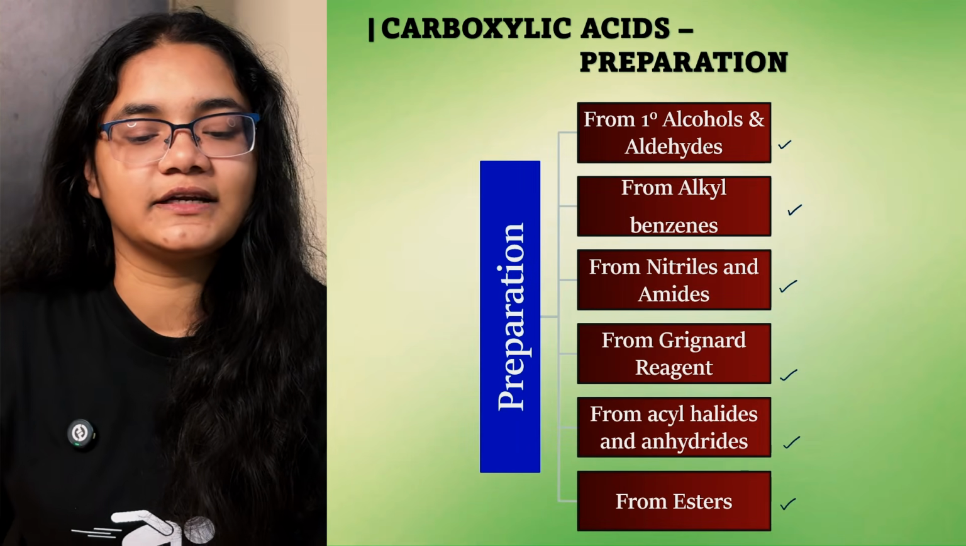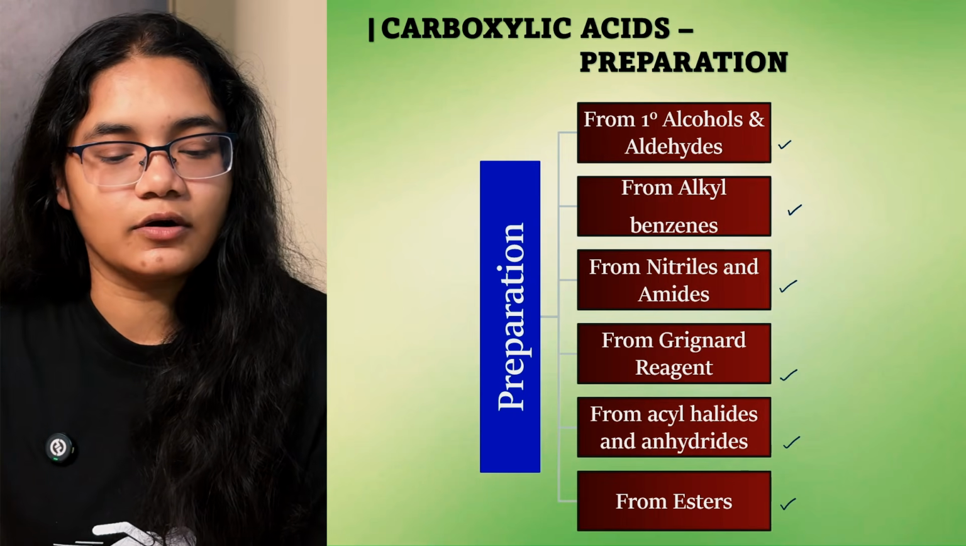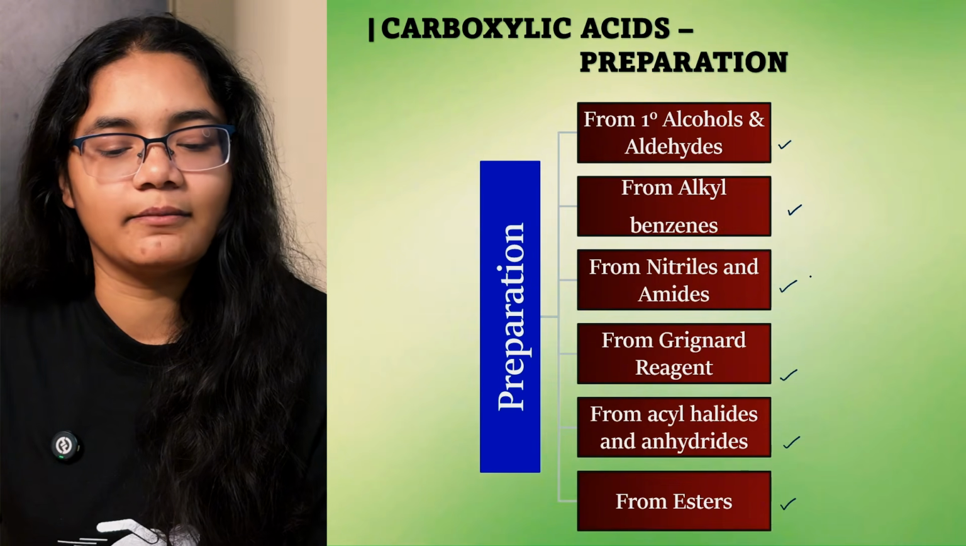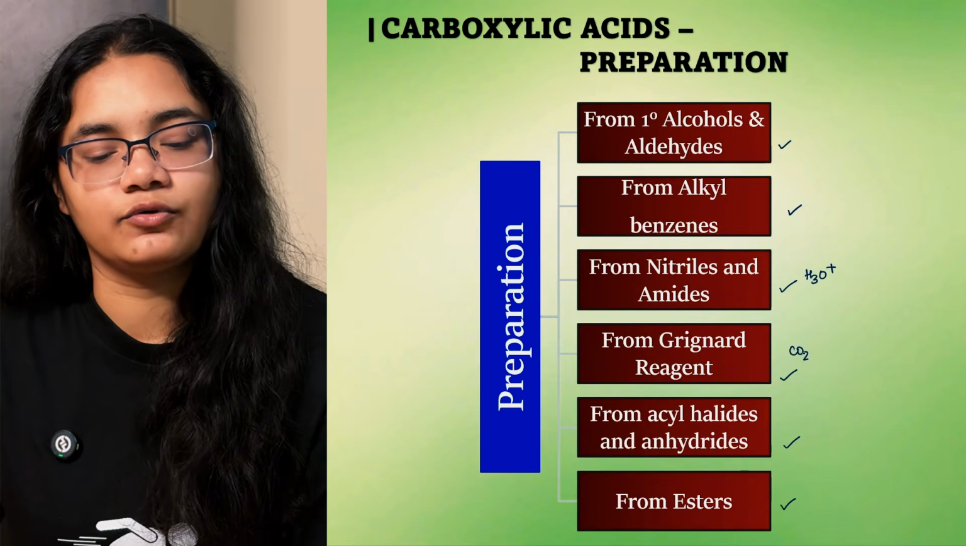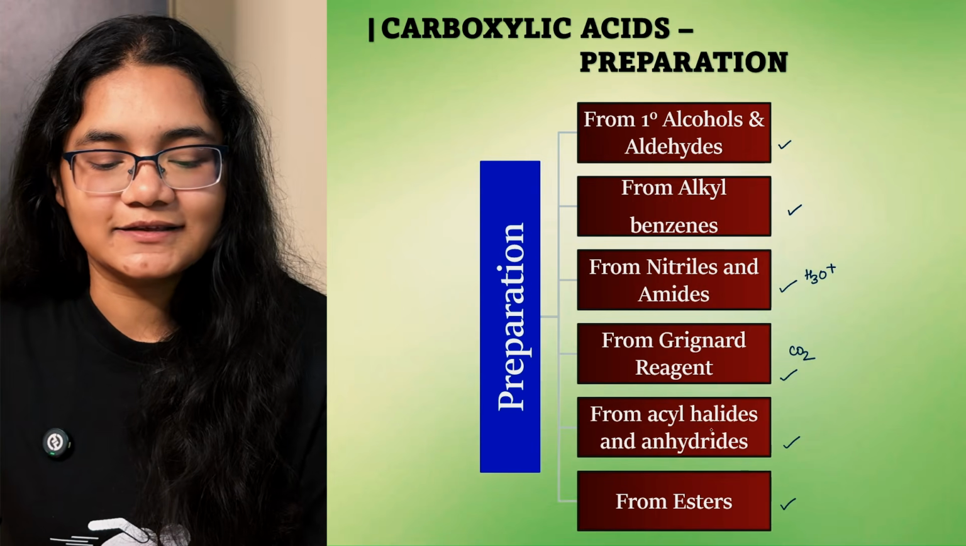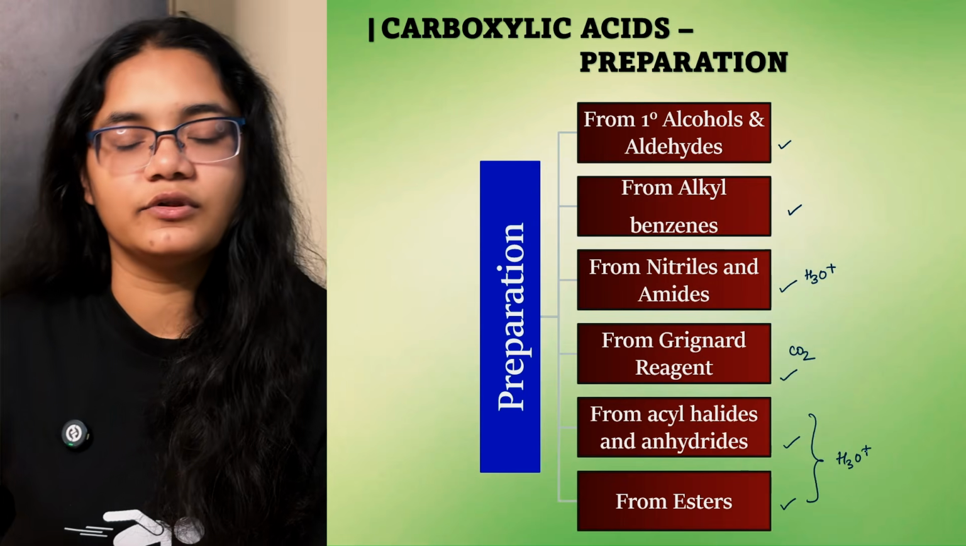From primary alcohols and aldehydes, you have to use a strong oxidizing agent. Alkyl benzenes also need a strong oxidizing agent. From nitriles and amides, if you just use H3O plus, you will get the acid. From Grignard reagent, you have to treat it with carbon dioxide. Acyl halides, anhydrides and esters have to be hydrolyzed to give you the acids.